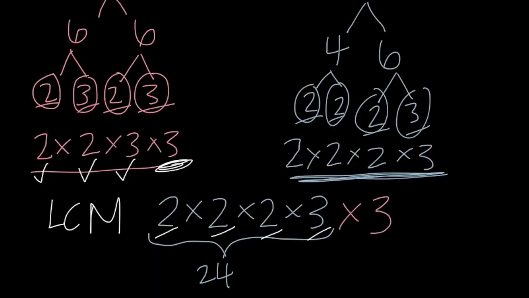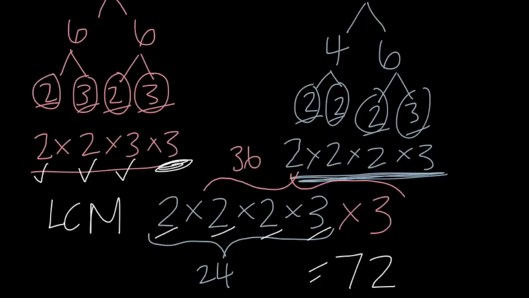And now we can see that when these line up, this section right here, the 2 times 2 times 3 times 3 gives us 36. So we have the full broken down forms of both of our numbers. So now if we were to multiply that all out, 2 times 2 times 2 times 3 times 3 is equal to 72 if we were to multiply that completely out, which means that our least common multiple is 72.